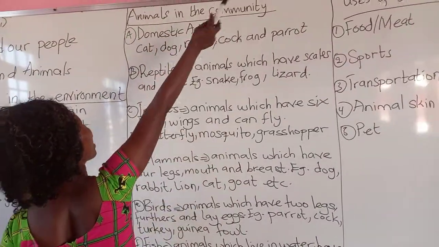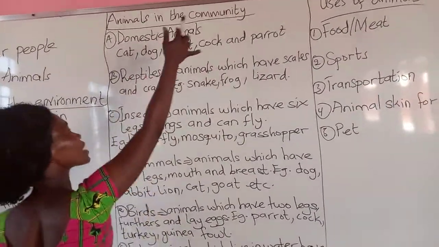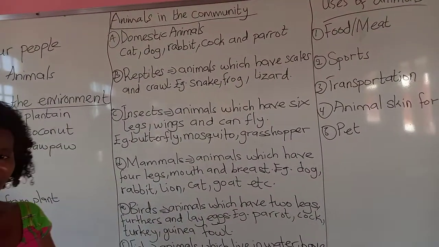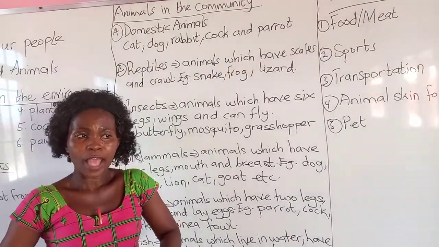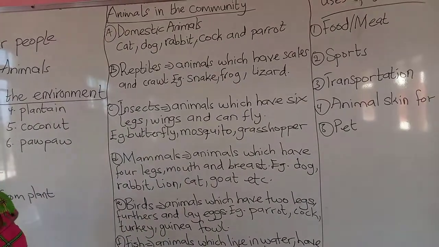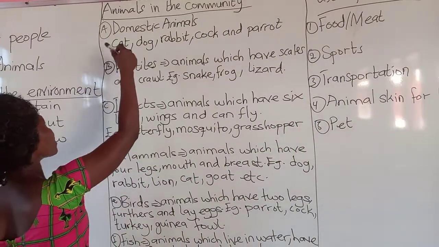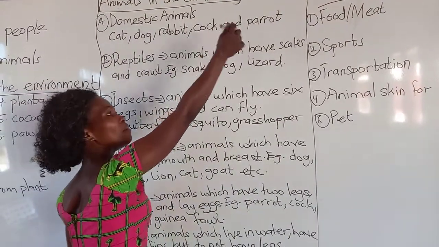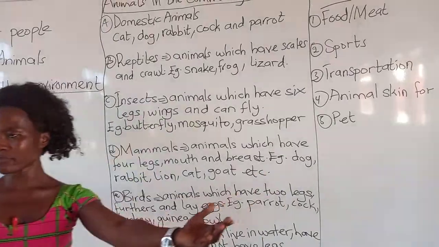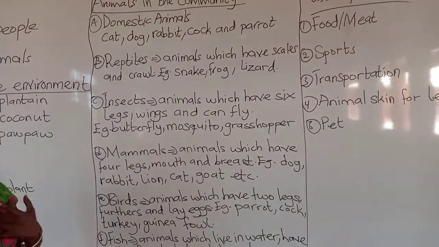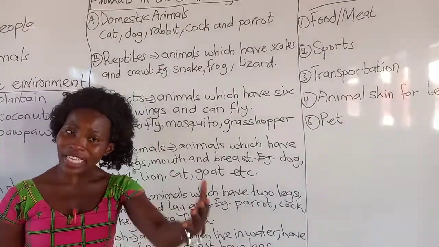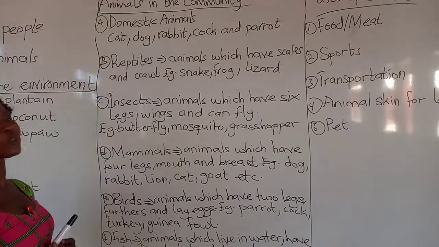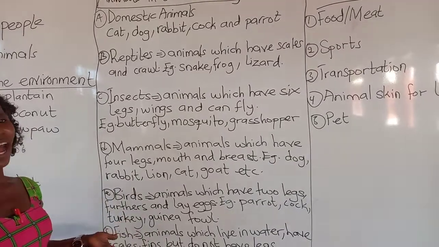Now, animals in our community. We have domestic animals. Domestic animals are animals that live in our homes. An example, we have cats, dog, rabbit, cock, parrot. You can name some animals that live in our homes. Monkey is also there. Alright, so let's move on to the next animal that we know in our community.